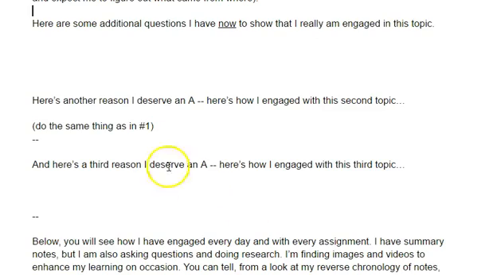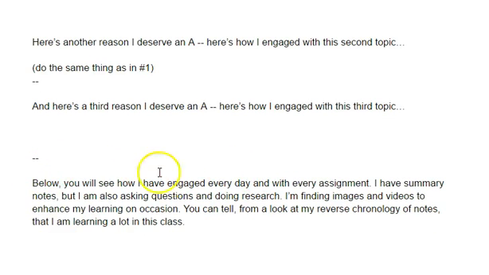Underneath that first entry is your second entry. "Here's another reason why I deserve an A. Here's how I engage with this second topic," and then do the same thing as in number 1, and then a third reason. You get the idea. Below that, you should have a reverse chronological entry for every day of class and every assignment. And it's okay to have some summary notes, but the main thing I want to see is you asking questions and showing how you're engaging and doing research with all the things that we're learning.